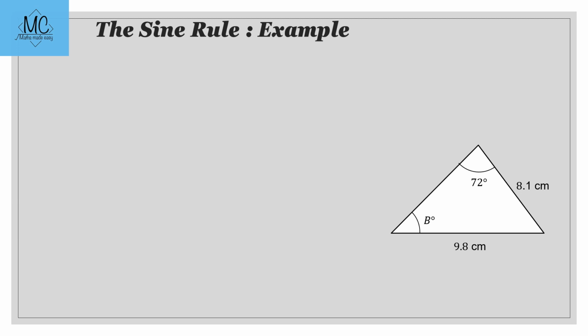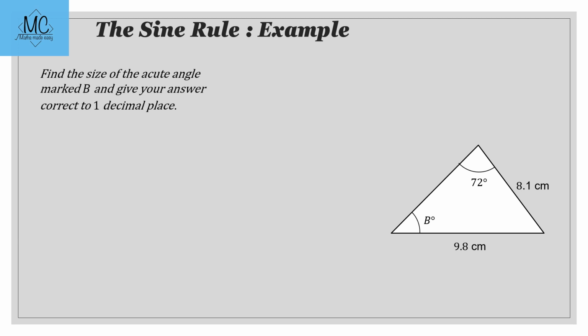Now let's take another example for the Sine rule. Here the triangle is given to us, and it shows that I have been given 2 sides and 1 angle. It means I have to find another angle. The question is saying to find the size of the acute angle and give the answer to 1 decimal place. So remember that your final answer should be to 1 decimal place.